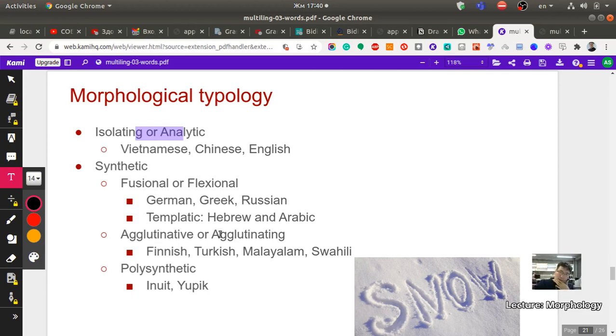Agglutinative or agglutinating languages are Finnish, Turkic, Malayalam, Swahili, and also Kazakh. What does it mean? It means that new parts, suffixes, are added to the end, and mostly they do not change the previous word. Like in Kazakh, if you have last words, they do not change the previous word. Sometimes it may change, but mostly it doesn't change. So, for example, you have barras and barsten, it will add a new word.